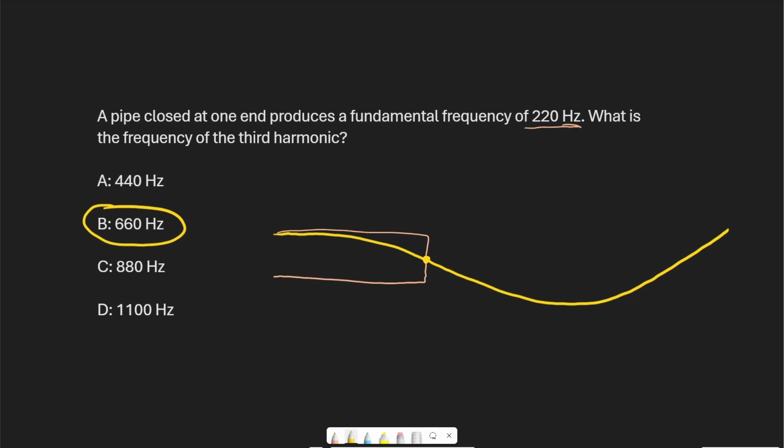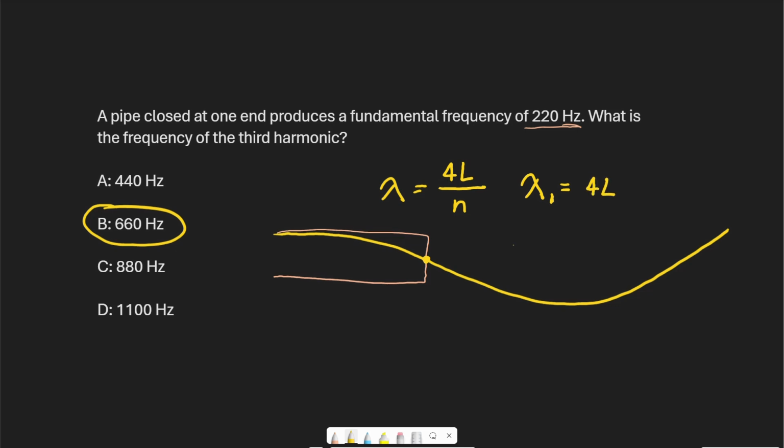And really the way that I would recommend you think about this is in terms of the wavelength, right? So remember the equation for this is 4L divided by N, and that's going to be equal to the wavelength, right? So the wavelength of the first harmonic is equal to 4L divided by 1, that's just going to be 4L, right?